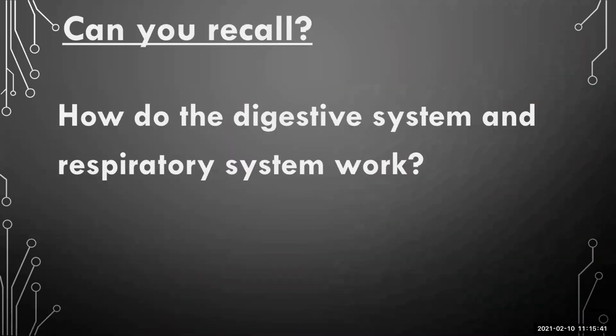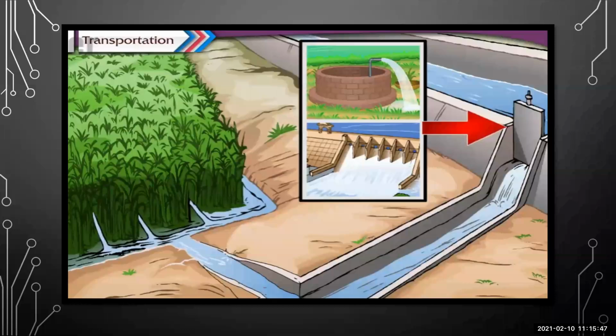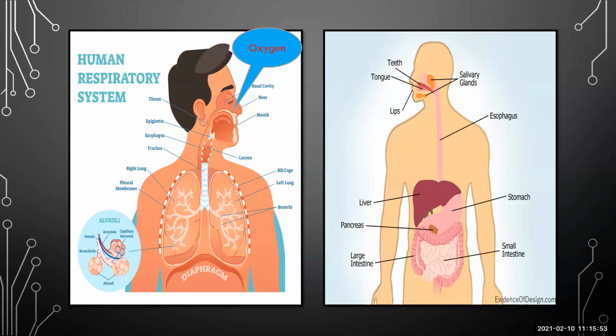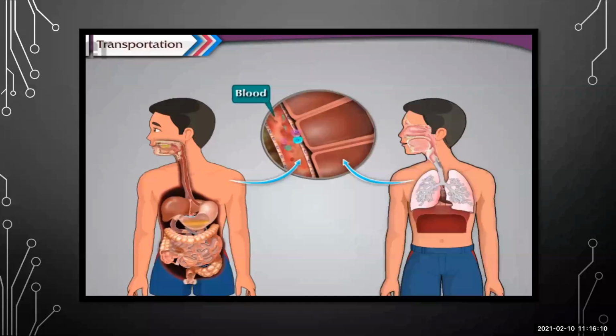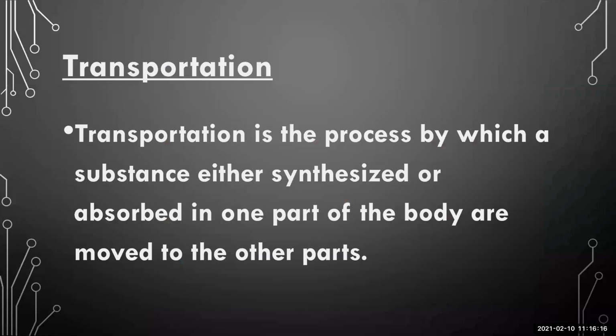Now, we have also seen how our digestive system and respiratory system work. Like in transportation, a farmer is bringing the water from the canals to his field. Like that only, the oxygen from the air is taken and it travels throughout the body with the help of the blood. Likewise, digested food, whatever food we are eating, those nutrients are mixed with blood so that they get transported to each and every part of the body. So blood is the main medium for transporting the oxygen as well as the food material or nutrients. So this is the definition of transportation. Now what is transportation?